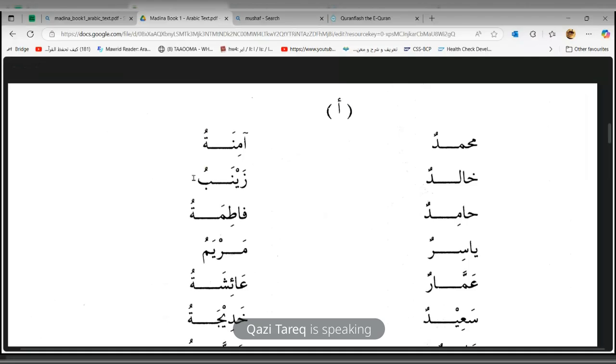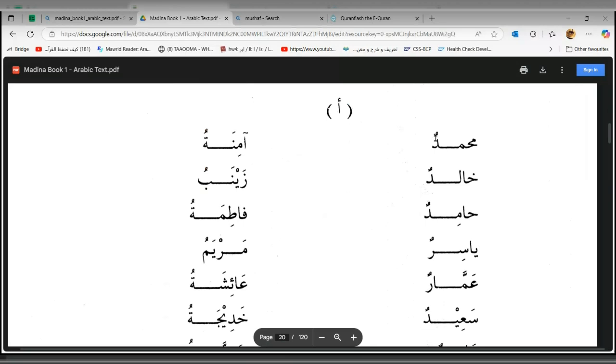Doctor, what exactly does tanween mean? Tanween is when you double the haraka, like two dhamma, two kasra, two fatha. That's tanween. So tanween is Muhammadun. The un at the end is tanween. Muhammadin, the in is tanween. Muhammadan, the an is tanween. So tanween is basically adding an extra noon at the end. This is tanween.